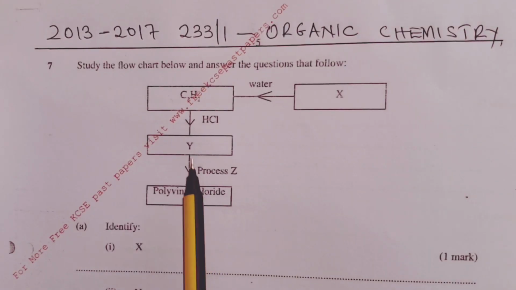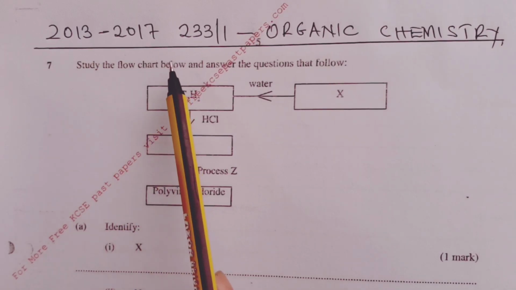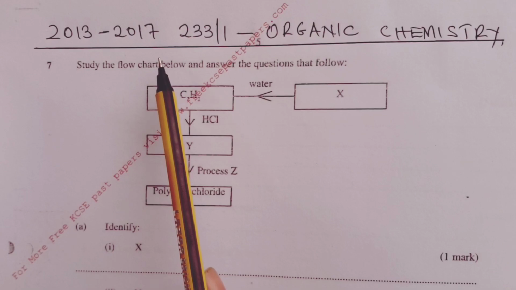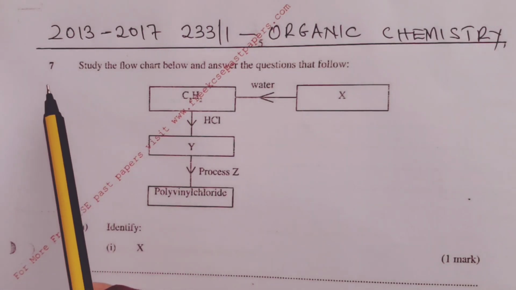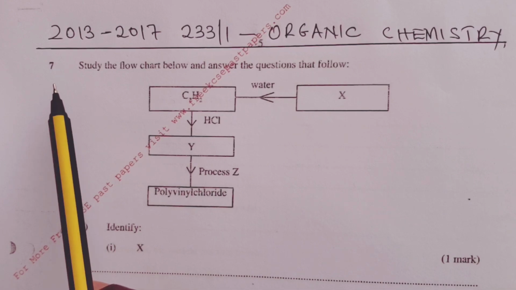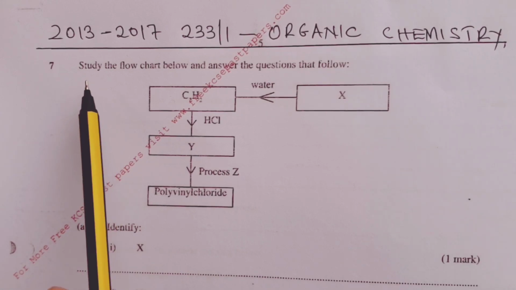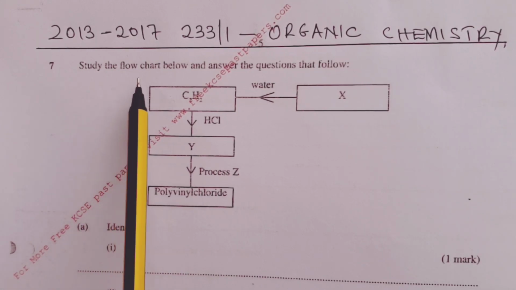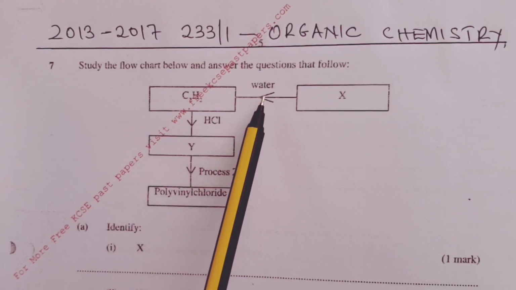Organic chemistry, as tested between the years 2013 and 2017 in Chemistry Paper 1 at KCSE. Welcome. We start with 2013 KCSE Chemistry Paper 1, question number 7. We are told to study the flowchart below and answer the questions that follow.